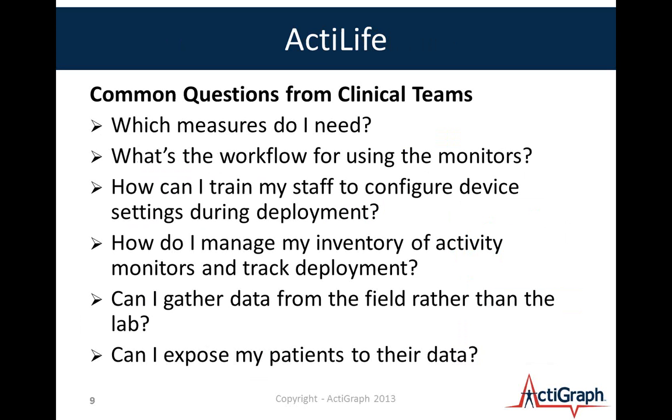So some common questions that we get about ActiLife from clinical teams who are using this for the first time are, what measures do I need? A lot of times they're interested in learning about objective measures of actigraphy, but they've also been inundated with other things that are related to a clinical trial. For instance, they may be looking at doing a study on diabetes, and so they're interested in the protocol and how do we collect blood samples and how do we study those. They know that in order to see if their drug is effective in improving the health of their population, they need to look at some objective measures of actigraphy, but what specific measures do they need? They just don't know. And what's the workflow for using these monitors?